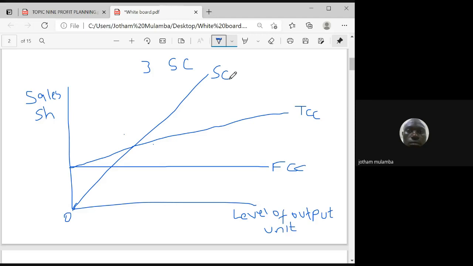Now, at the point where the total cost curve and the fixed cost curve intersect, this is what we are referring to as the break-even point. Below the break-even point, we'll be making a loss. If our sales is below that point, we'll be making a loss. If we are above it, we'll be making profits.